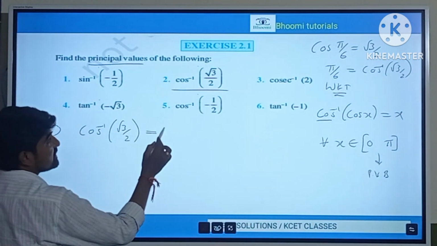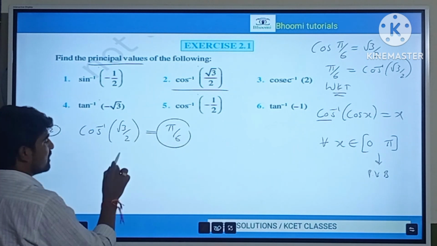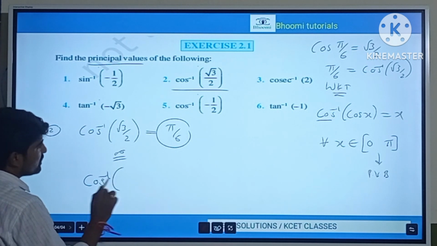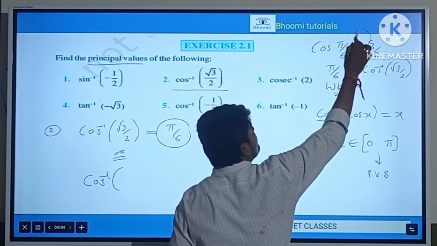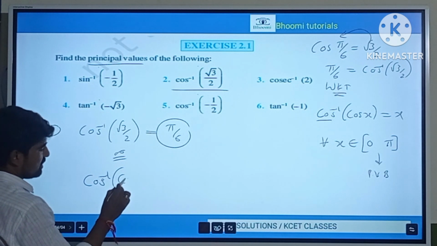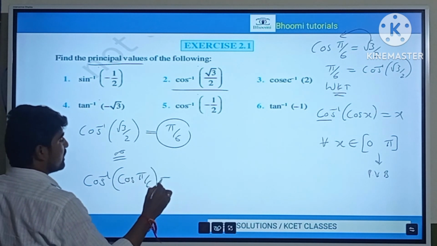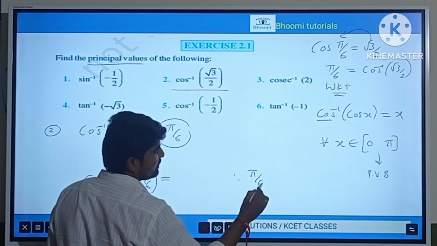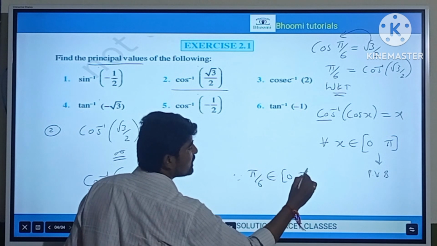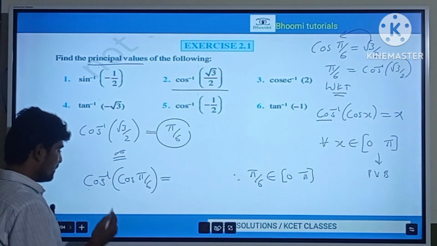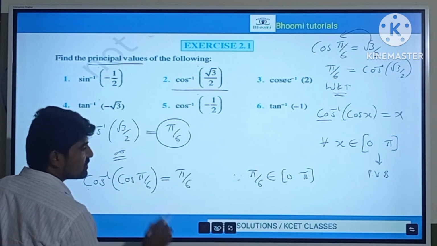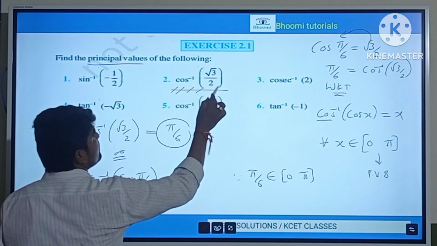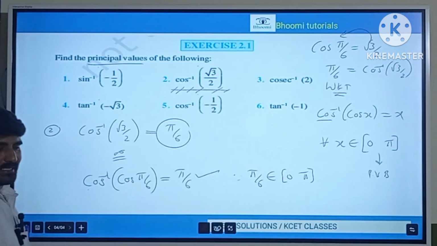So directly we can write it is equal to pi by 6. Or in other words, this can also be solved using the property: cos inverse of root 3 by 2 can be written as cos inverse of cos pi by 6. Now it is of the form cos inverse of cos x, where x is pi by 6. Pi by 6 belongs to 0 to pi, since 30 degrees is less than 180 degrees. Therefore, cos inverse of cos pi by 6 is equal to pi by 6. So the principal value of cos inverse root 3 by 2 is pi by 6.